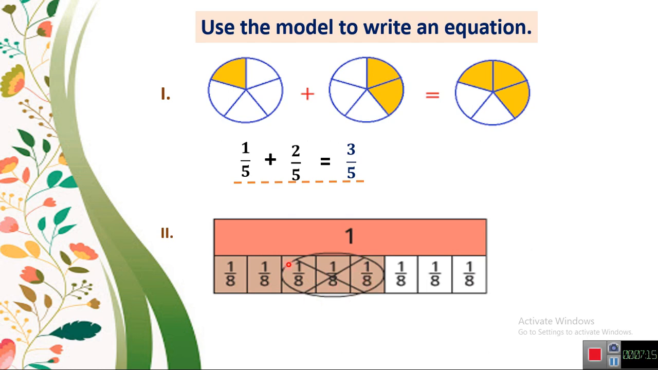And then, how many parts have been crossed out or removed? You know, when we cross out or remove, it means it's subtraction. You need to subtract, right? So, your initial fraction is 5/8 minus 3/8. So, how many would be left now? You now have 2/8, as you can see in the model.